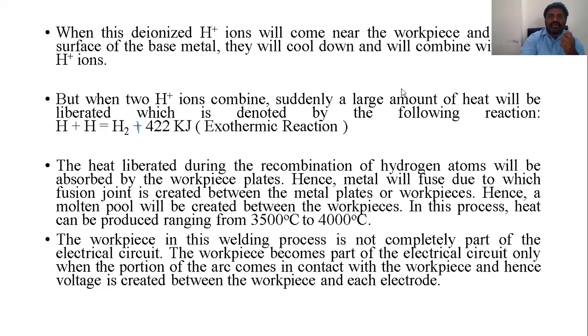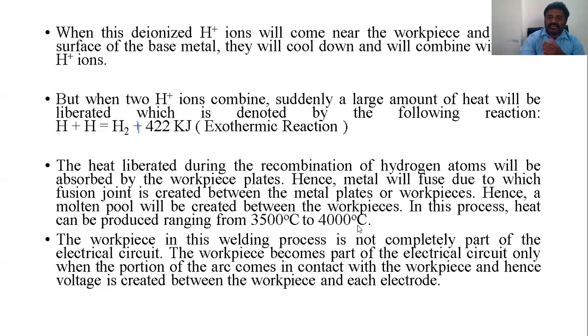The H plus ions come near the workpiece and hit the surface of the base metal, then cool down and recombine. That is the reason two hydrogen ions combine, and the reaction is exothermic. Deionizing is endothermic, and here is the recombination. In this way, the recombination of hydrogen atoms is absorbed by the workpiece plate, and since the metal diffuses, a fusion joint is created between the metal plates of the workpiece. In this process heat is produced.